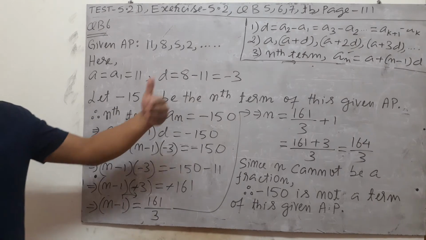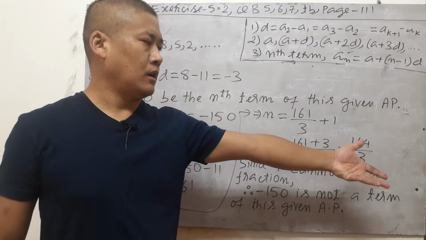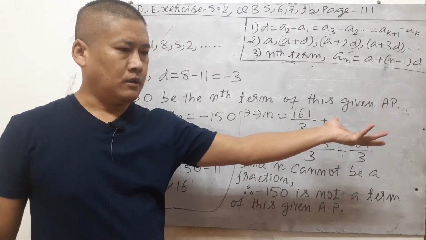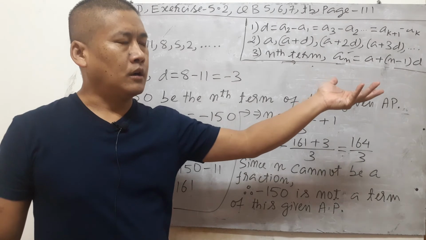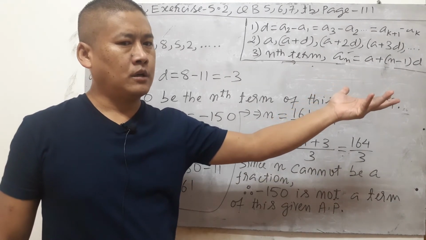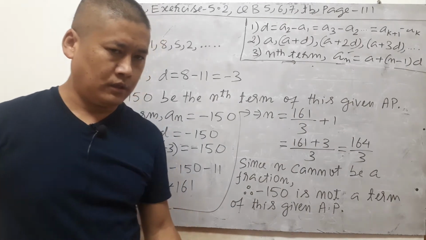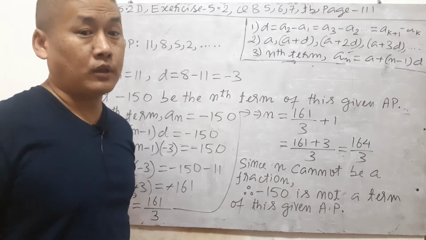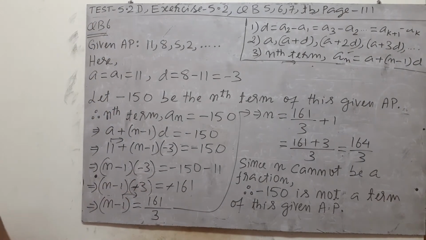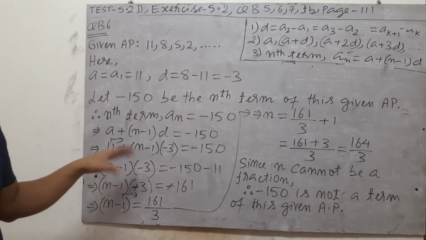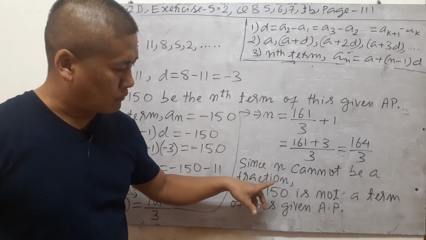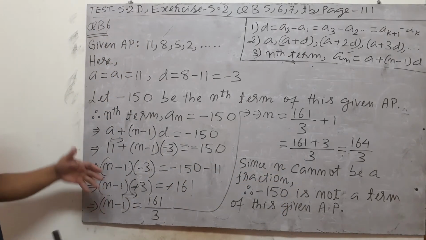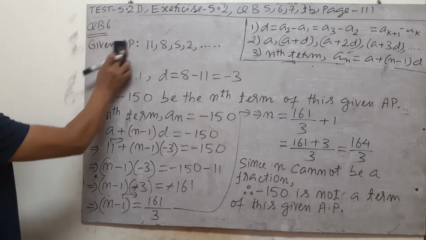Just like the total number of students in a class cannot be a fraction. How many students are there in a class? Then you cannot be saying 170 by 3, because 170 by 3 is a fraction. 60 students are there, 200 students are there, whole numbers are involved, right? So it cannot be a fraction. So that's how we tested and found out that minus 150 is not a term of this given AP. Not a term means not a member of this AP series.